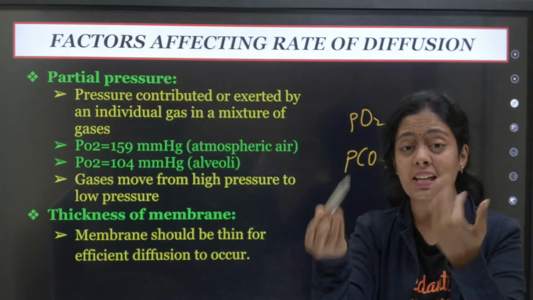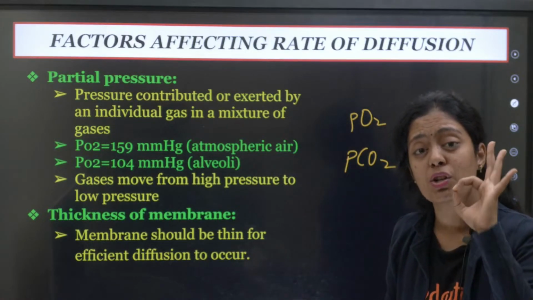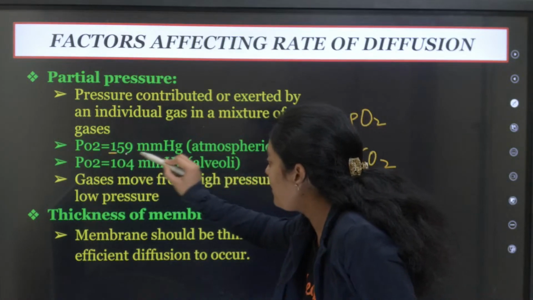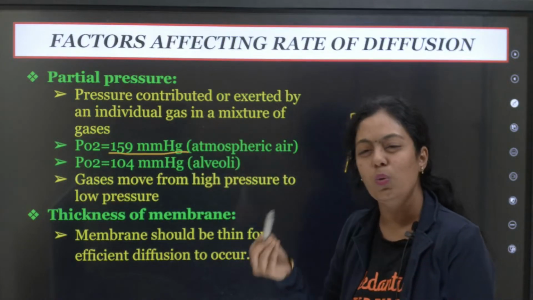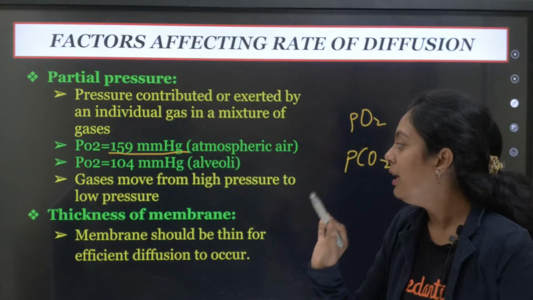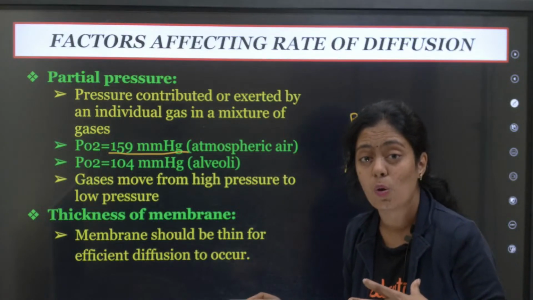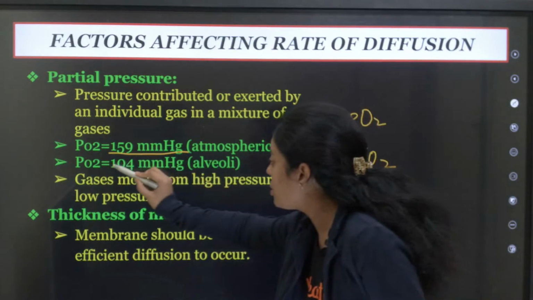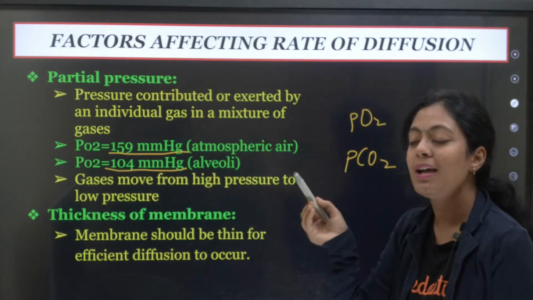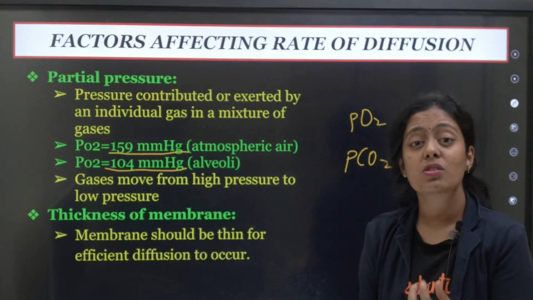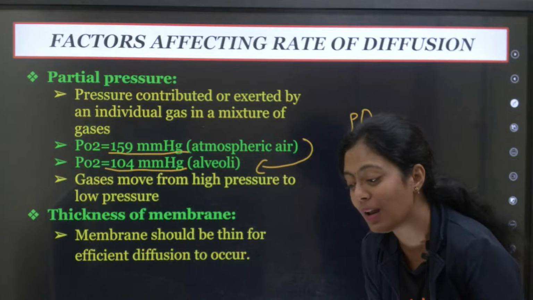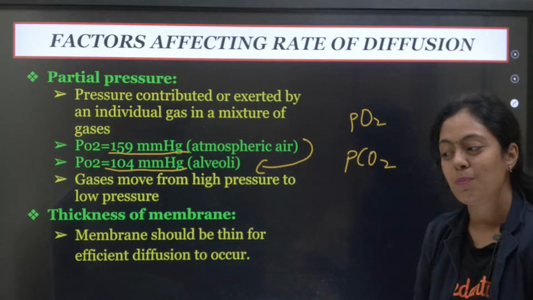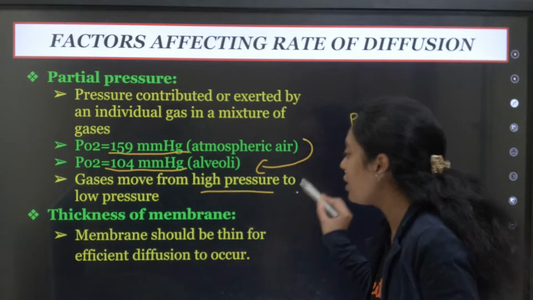இப்ப நம்ம சுவாசிக்கிற காத்துல the partial pressure of oxygen is 159 mmHg. This Hg is nothing but a unit used to measure your pressure. Then in your alveoli, what is happening? What is the pressure? 104 mmHg. So that is why the oxygen is moving from a high pressure region, that is air, into the alveoli. Airல இருந்து alveoli போகுது. Gases move from high pressure to low pressure.